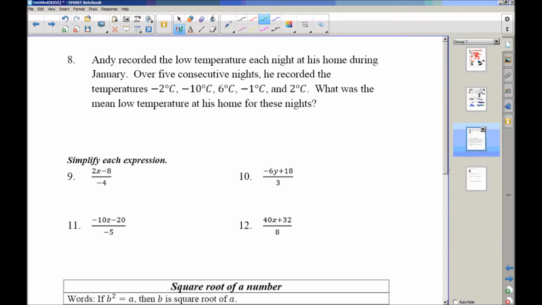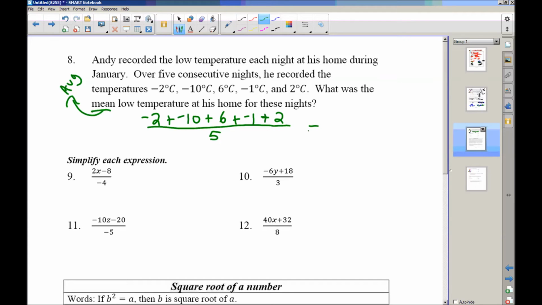Andy recorded the low temperature each night at his home during January. Over 5 consecutive nights, he recorded the following temperatures: -2, -10, 6, 1, -1, and 2. What is the mean low temperature at his home on these nights? So remember, the mean is the average. To find the average of some numbers, we add them all up. And please write down the work for this, even on a test or quiz, because I need to see what you're doing. Don't just write a final answer. And then we're dividing this by 5, because there are 5 numbers.